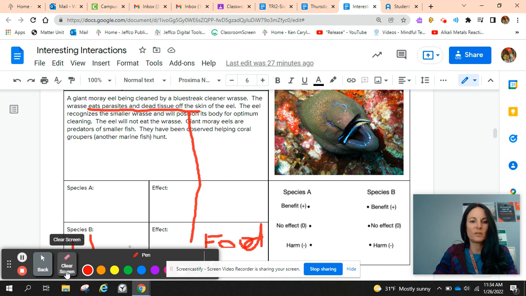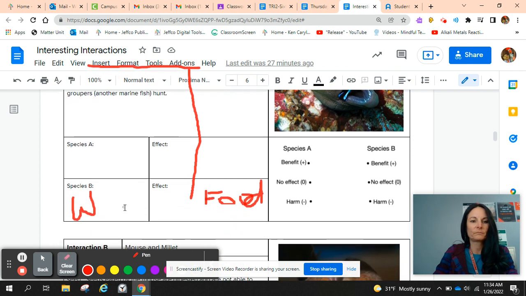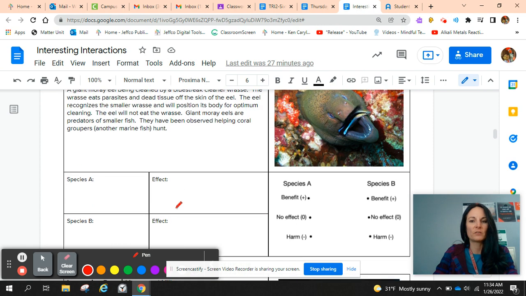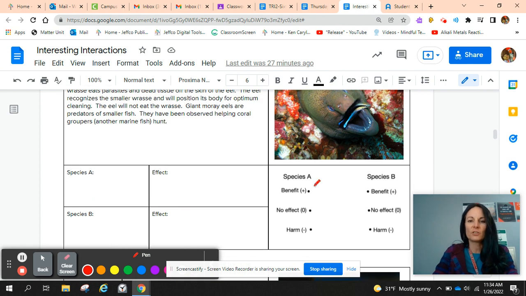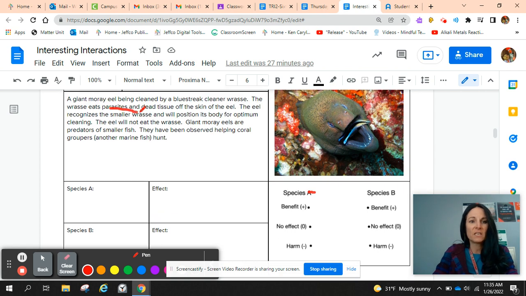Okay, so you can stop the video again if you need to write those things down. We've got our eel, our wrasse. We've got our information from our text. Now, third part, you come over here and you look and you're like, species A, that's my eel. So from what we wrote down about the eel, it looked like he was getting some good things. He was getting like a nice exfoliation because the wrasse is eating all the parasites and the dead tissue. So he's being cleaned. So that's a positive. So the plus sign is a positive.